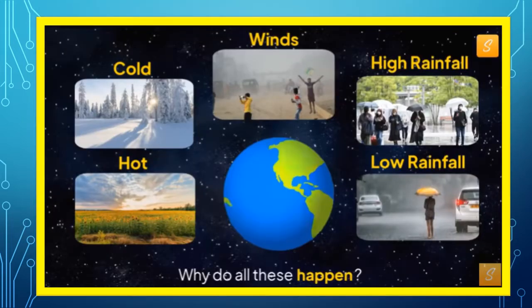Now why are some places cold, some hot, some windy, some get high rainfall, some places get low rainfall? Or why do we wear woolens in December, why is it hot in May, and why does it rain in June and July? Why do all these things happen? Let's learn the answers to this through this chapter, climate.